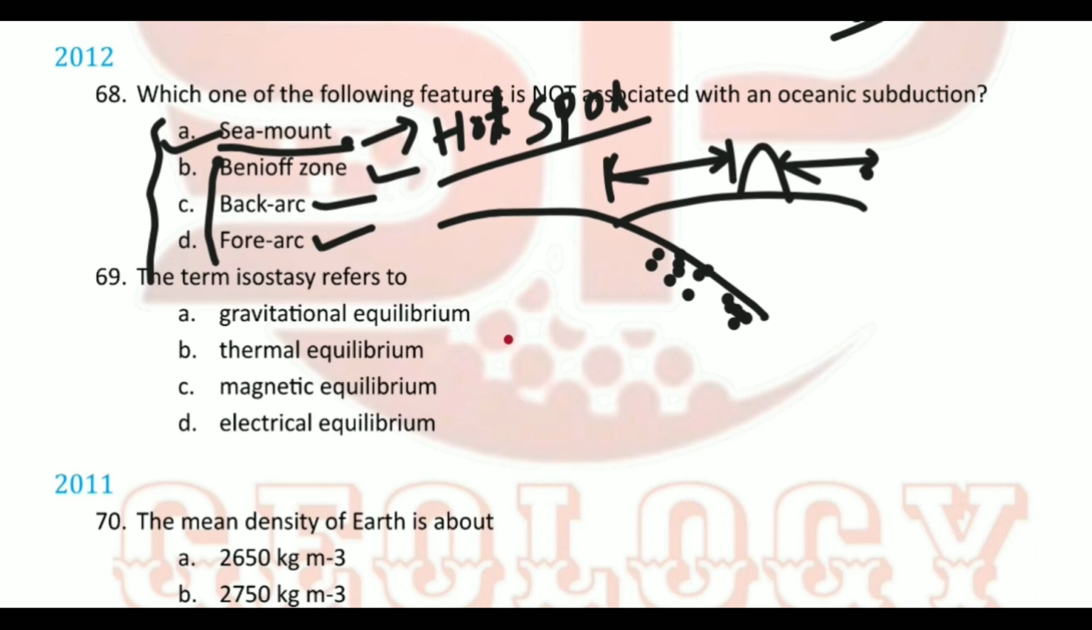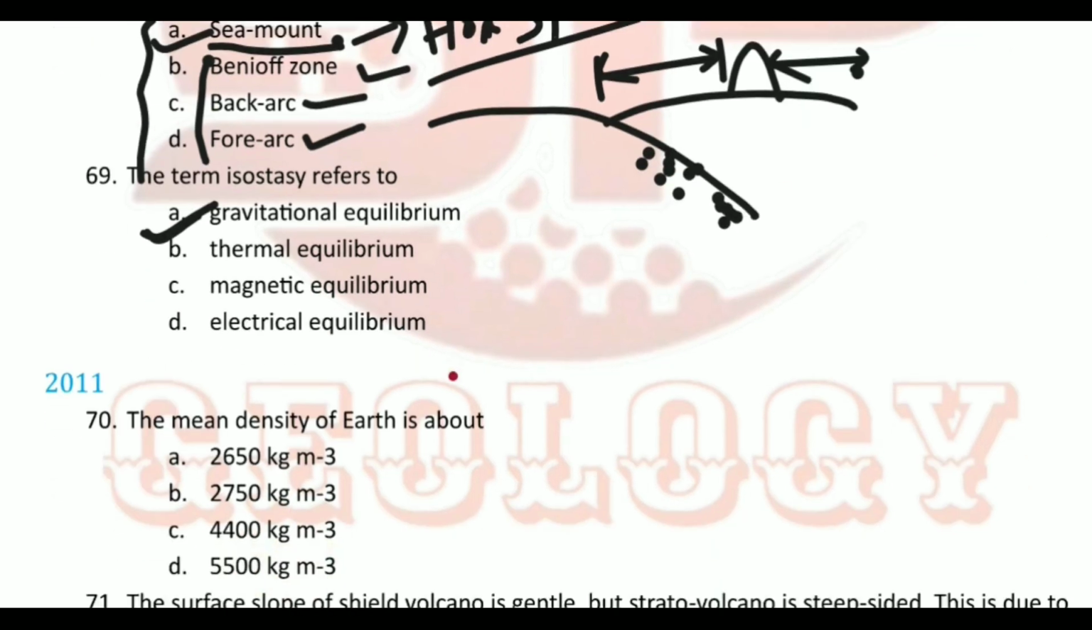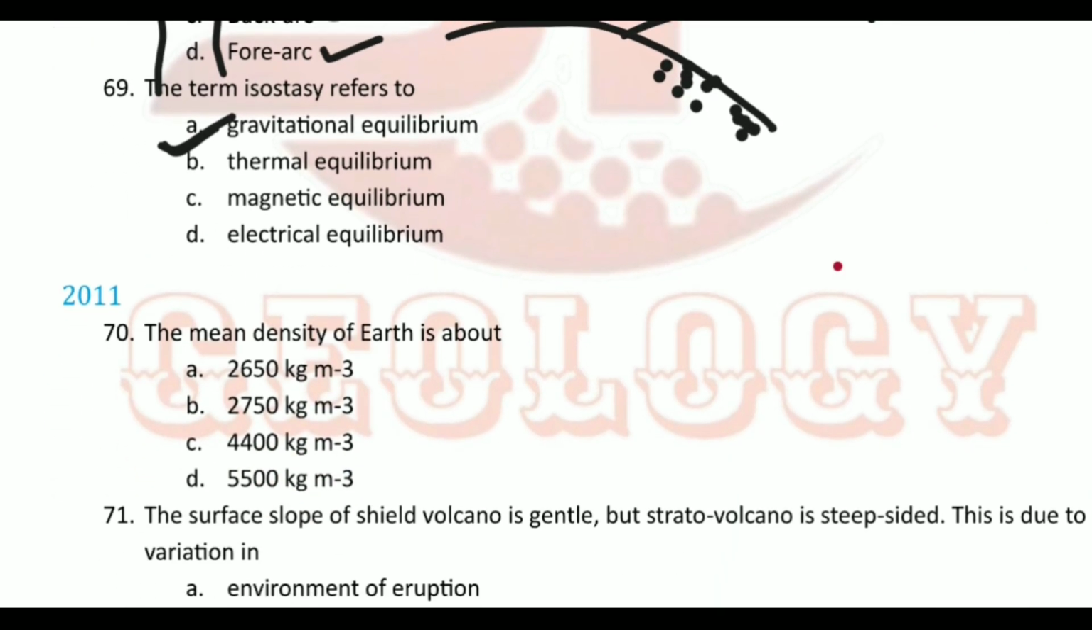Then, the term isostasy refers to what? Isostasy always maintains the balance or equilibrium. It is the gravitational equilibrium between different parts of the Earth. So the answer will be A. Next: the mean density of Earth is about 5.5 gram per cubic centimeter, or 5,500 kg per cubic meter.